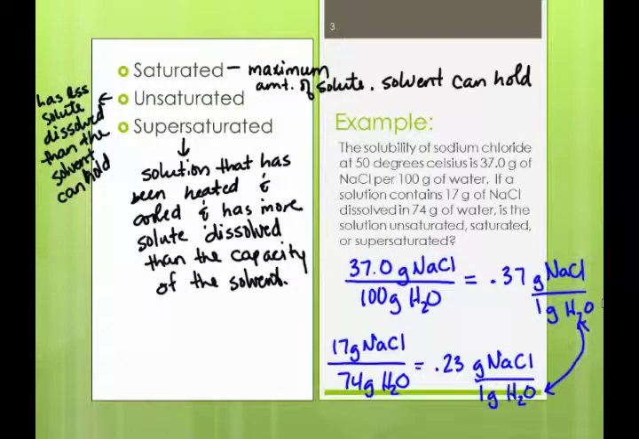0.23 is less than 0.37, so I can say that this solution has an unsaturated characteristic. If I had had exactly 0.37 grams dissolved, then I would have a saturated solution, and if I had had more than 0.37, then I would have a supersaturated solution.